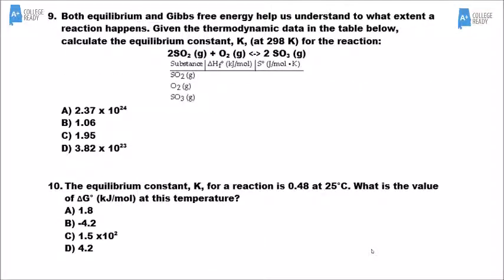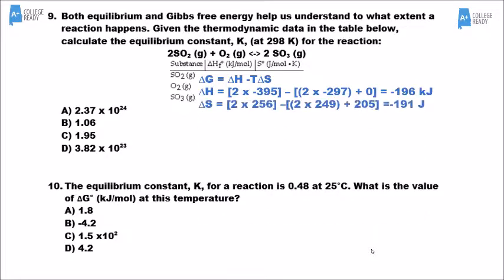To do number 9, we have to find the connection between delta G and K. So first, to find delta G, we take the information from the table and find delta H. We take the information from the table and find delta S. And then we plug those values into the delta G equation. And we get a delta G value of negative 139 kilojoules per mole of reaction.